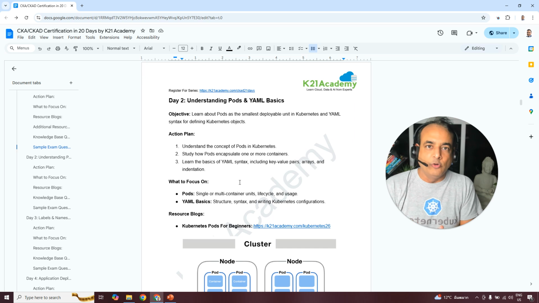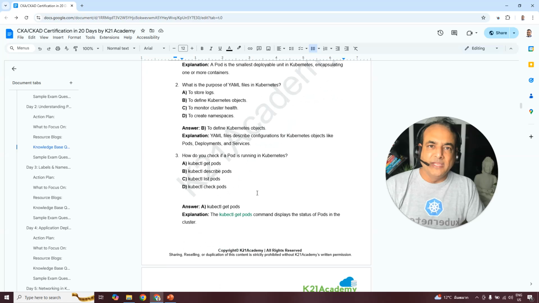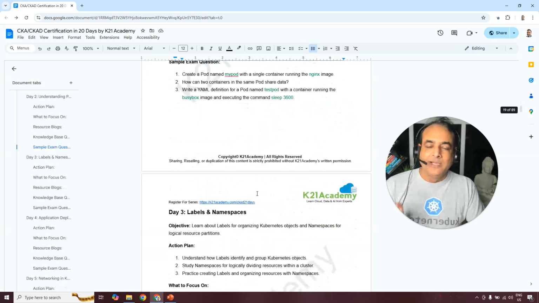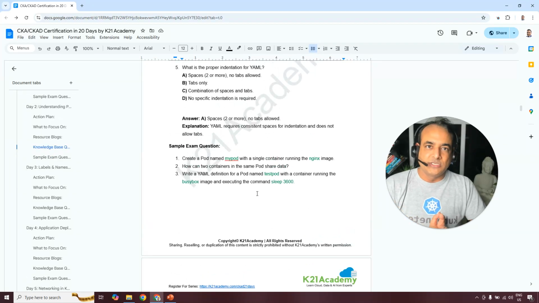So pod, and also YAML, which is yet another markup language, is the way to create these Kubernetes resources that you do. So we'll be talking about the YAML concepts as well as the pod, and same thing to check your knowledge as well as the certification related questions related to pod and YAML you can expect in the certification.